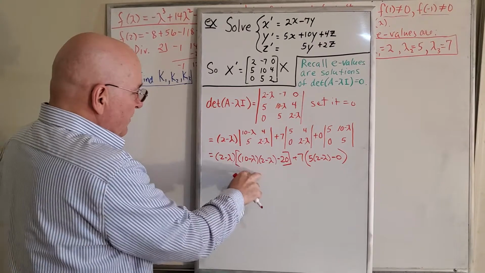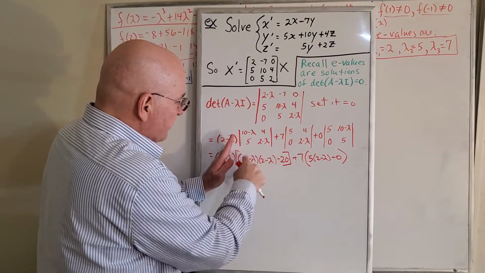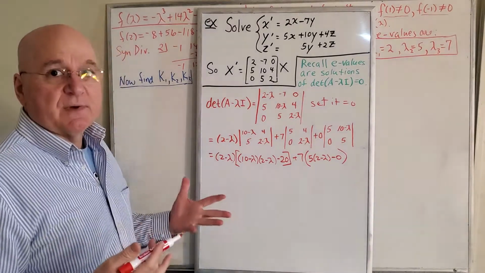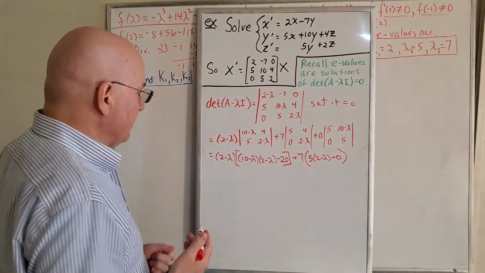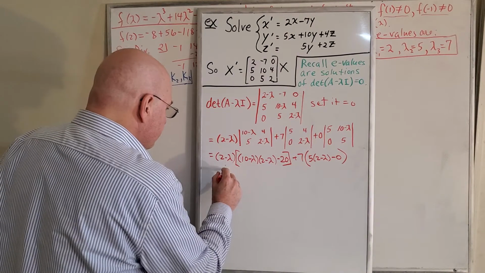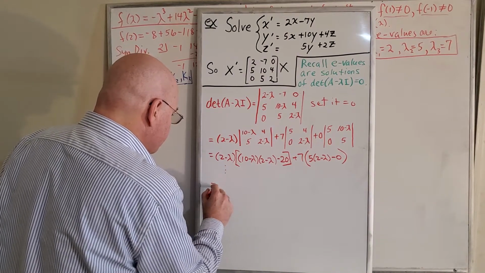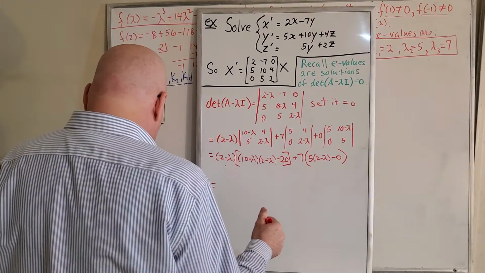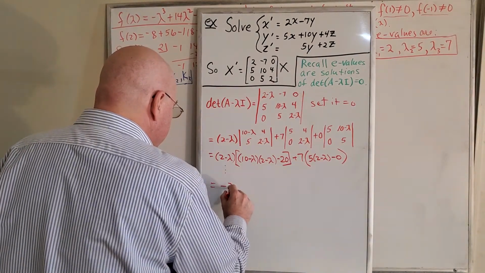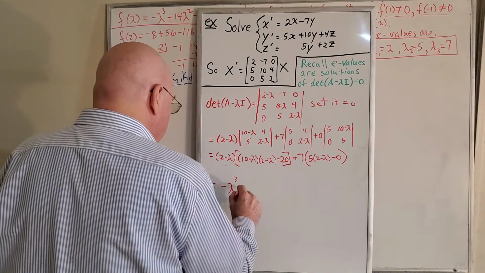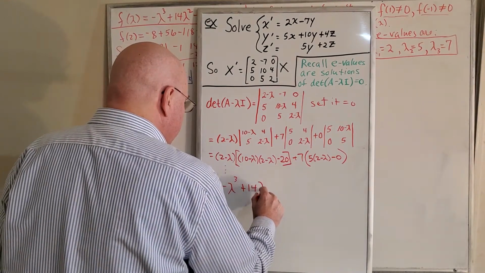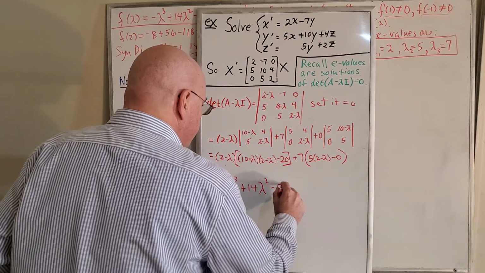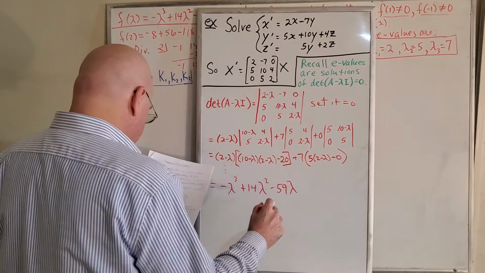You can see that when we FOIL this out and subtract 20, we get a lambda squared. Over here we have another lambda, so we're going to end up with a cubic polynomial. To save a little bit of space, I'm going to write down, after we do all of this algebra, we end up with negative lambda cubed plus 14 lambda squared minus 59 lambda plus 70.